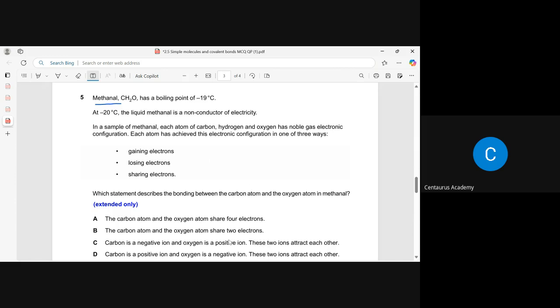Okay, and so they say at negative 20 degrees Celsius, the liquid methanol is a non-conductor of electricity. In a sample of methanol, each atom of carbon, hydrogen, and oxygen has a noble gas electronic configuration. So each atom has achieved this electronic configuration in one of 3 ways, either by gaining or losing electrons or sharing electrons. Which statement describes the bonding between the carbon atom and the oxygen atom present in methanol?